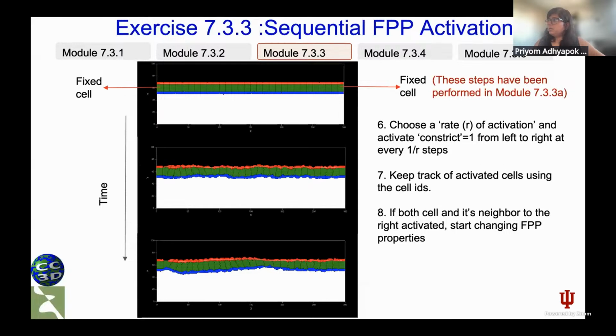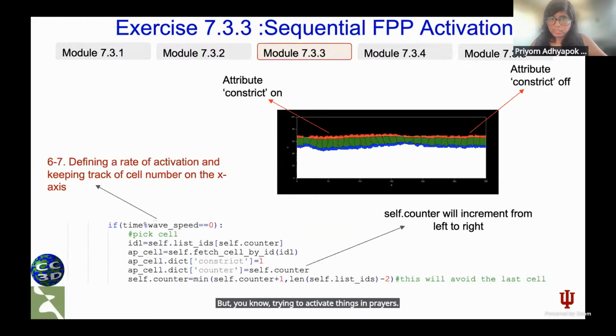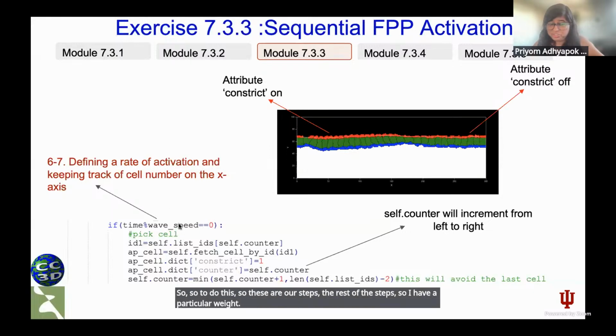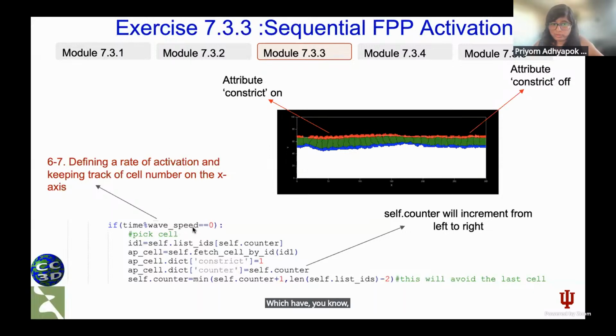Right. So once we have this, what we're going to do now is the next couple of steps, which is trying to activate things in pairs. So these are the rest of the steps. I have a particular wait, which I've defined as this wave speed over here. And now I'm doing the following.